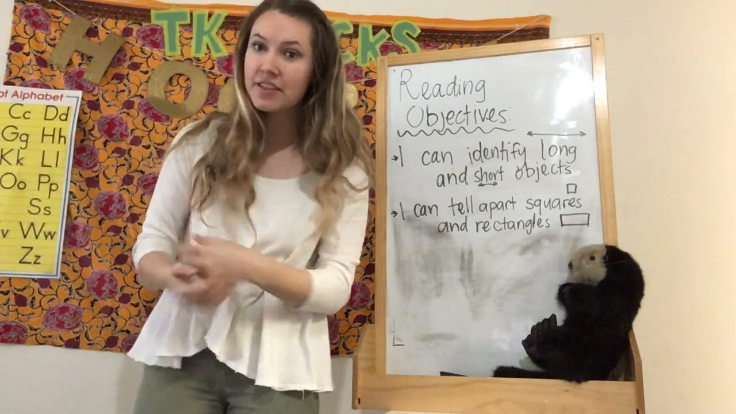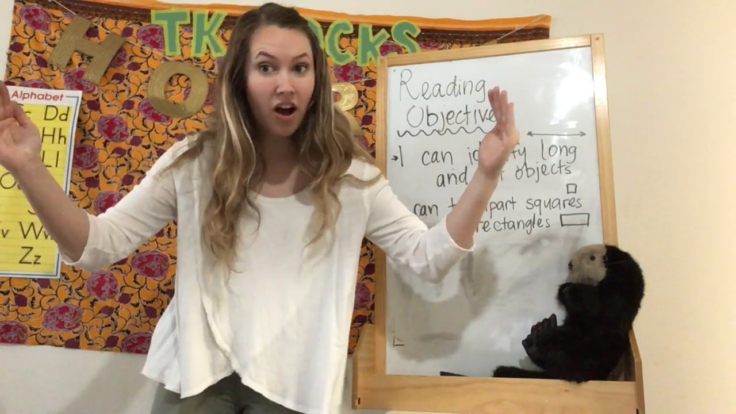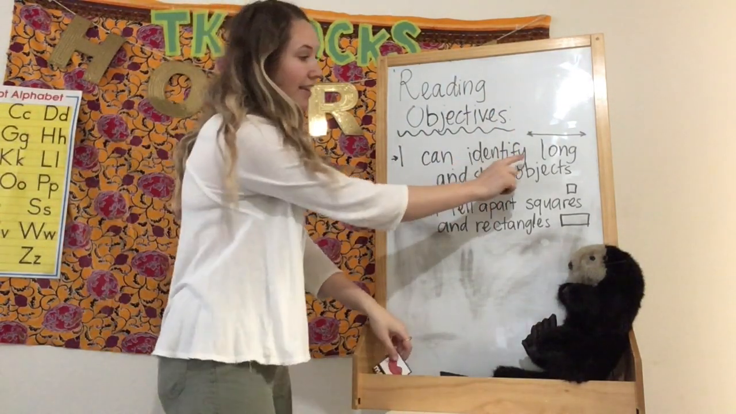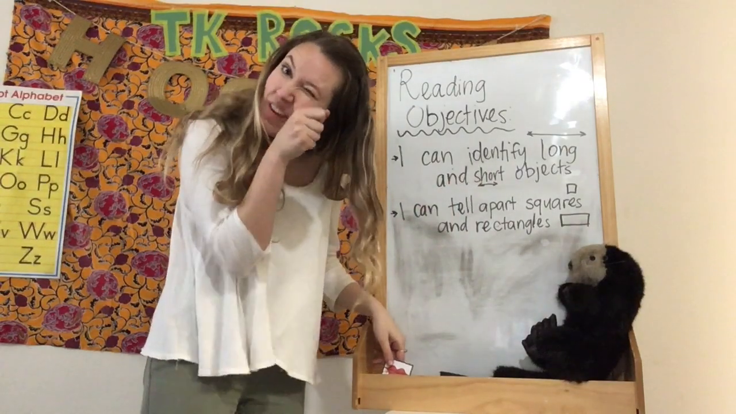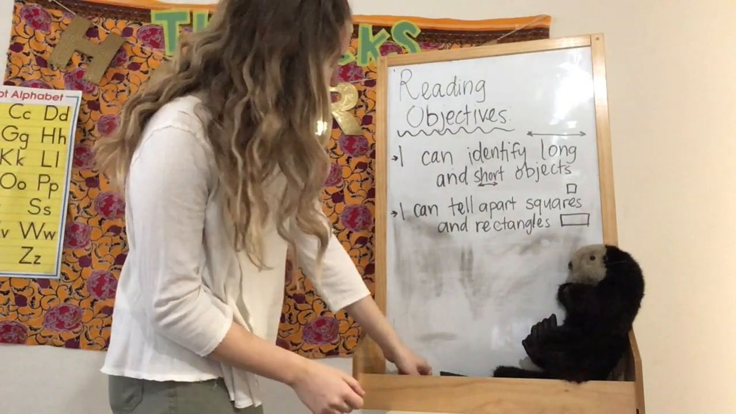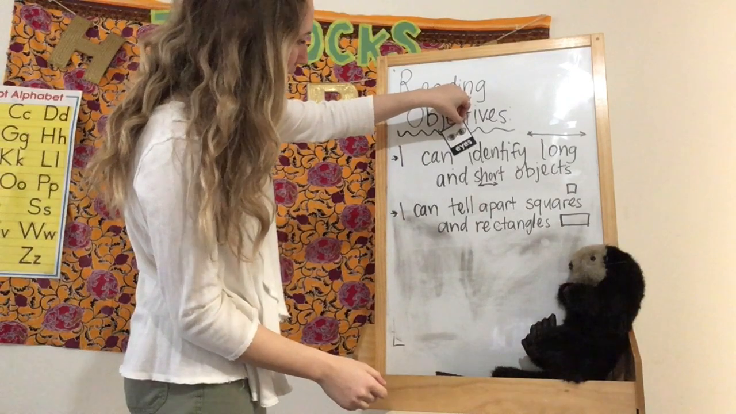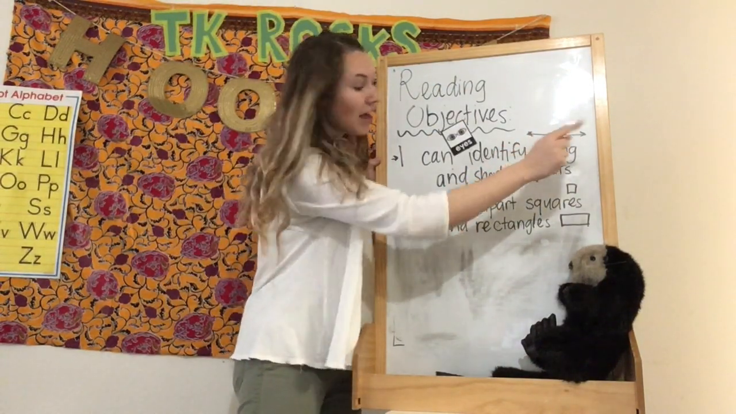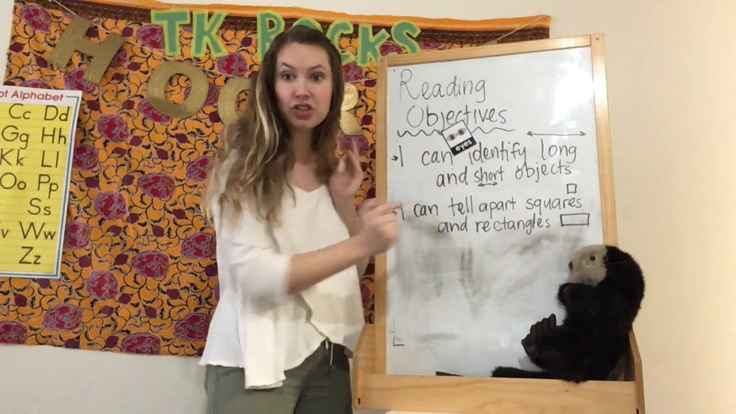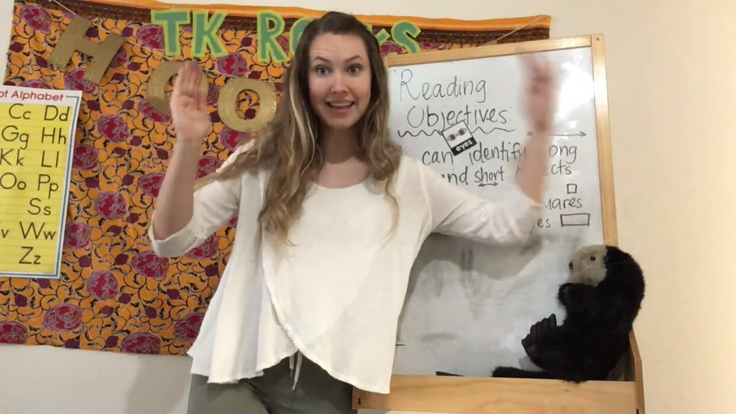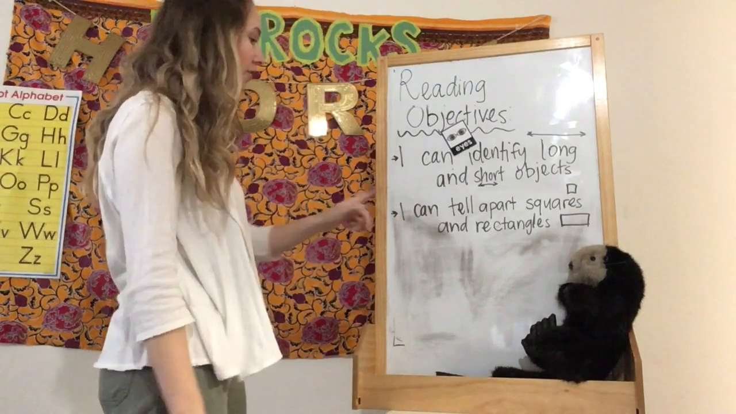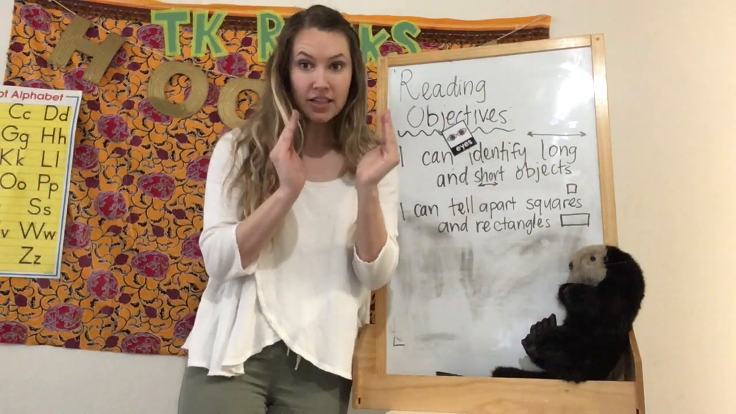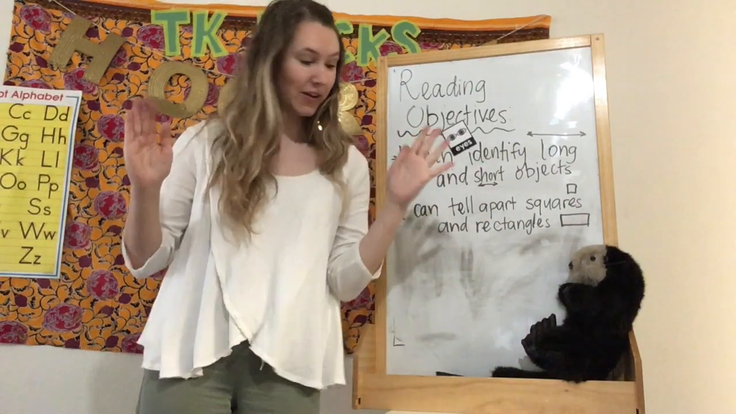Our first objective is to identify long and short objects. So for that, we're going to look at identify. Remember, identify means to find. We've got to put our eyes right up here for identify. And notice I drew one long line and one short line here to show us the difference between long and short. For our second objective, we're going to be looking at squares and rectangles.